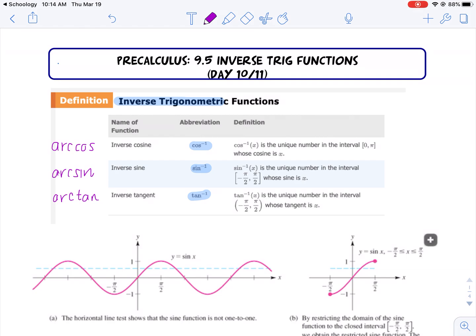But cosine inverse is a unique number in the interval 0 to pi, which is huge. So if I'm solving any kind of cosine inverse problem, my answer needs to be between 0 and pi. Well, sine inverse is again a unique number, but this is the only interval it can go between, negative pi halves and pi halves. Inverse tangent, same thing, just between negative pi over 2 and pi over 2.